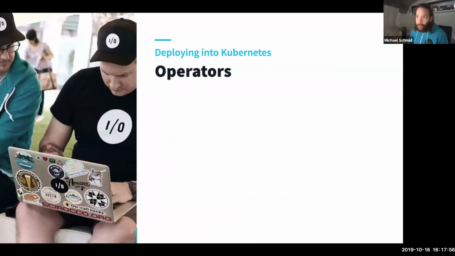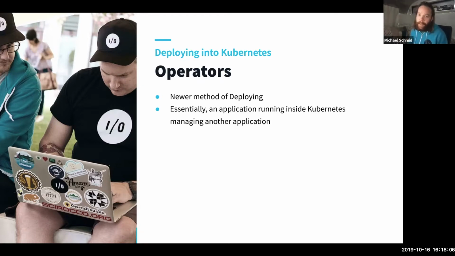Now let's talk about the future. So operators are basically the newer method of deploying into Kubernetes clusters. Essentially, instead of having your local computer just sending YAML files to the Kubernetes cluster, like it happens with kubectl and with Helm, operators are an actual application that runs inside Kubernetes. These operators are built either in Go or Ansible or something else, and they manage another application that is also running in the cluster.